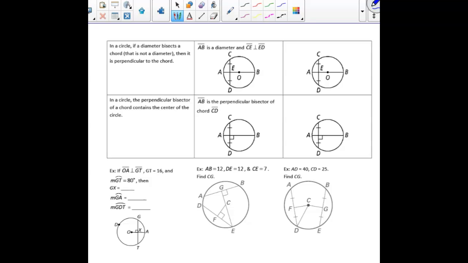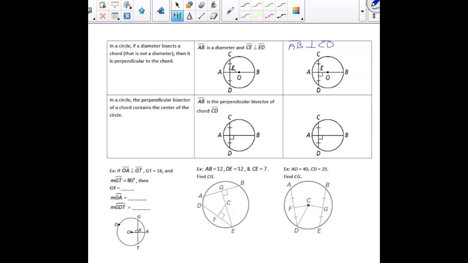In a circle, if a diameter bisects a chord that is not a diameter, then it's perpendicular to the chord. So if line segment AB is a diameter and these two segments are congruent, then AB is perpendicular to CD. Again, we're forming right triangles. We're going to go back to using the Pythagorean theorem to find chord lengths, diameters, and radii.